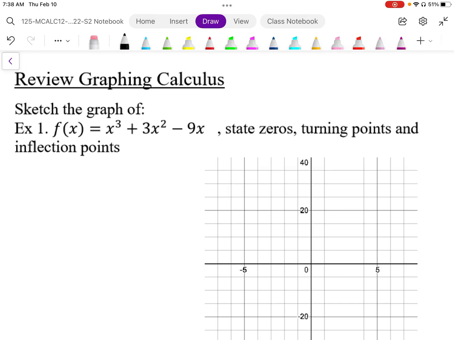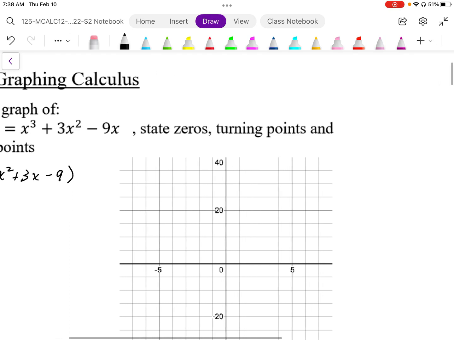This is a cubic polynomial function, so we have a good idea what this is going to look like. It's going to be a positive one that looks like that. So the first thing we'll do is factor this to find some zeros. So we get f of x is equal to, there's a greatest common factor of x, and then we're left with the quadratic x squared plus 3x minus 9. Now that's not factorable, so I'm just going to start a table of values over here.